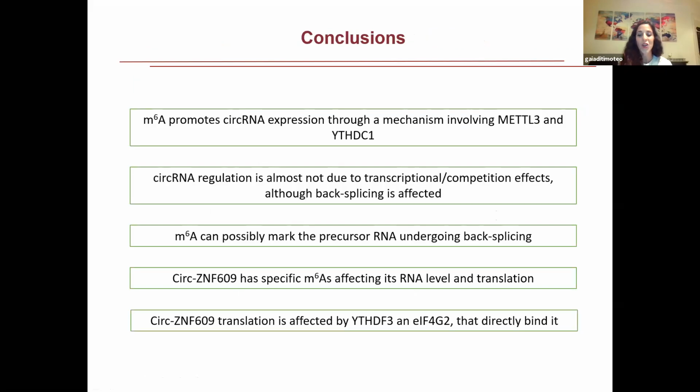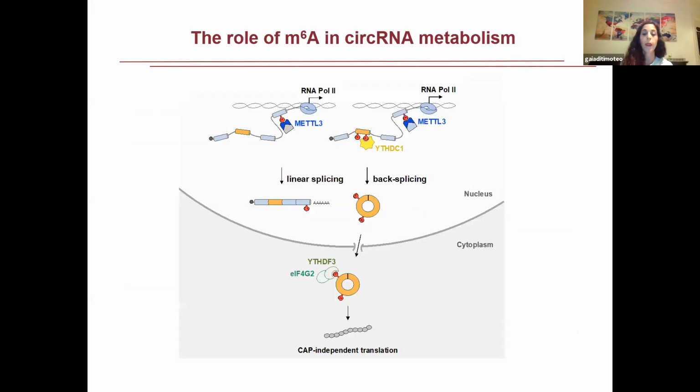So in conclusion, we demonstrated that m6A can promote circRNA expression thanks to a mechanism involving METTL3 and YTHDC1, and that the regulation of the circRNA is not due to transcriptional effects or competition effects, but the backsplicing is affected. Our data suggest that there is a hallmark of the precursor RNA distinguishing the molecules undergoing splicing from the ones undergoing backsplicing. And also, focusing on circRNA F609, we demonstrated that it has m6As that can affect its RNA level and translation, and that in this mechanism of translation, two factors are involved, YTHDF3 and eIF4G2, which directly bind to it.